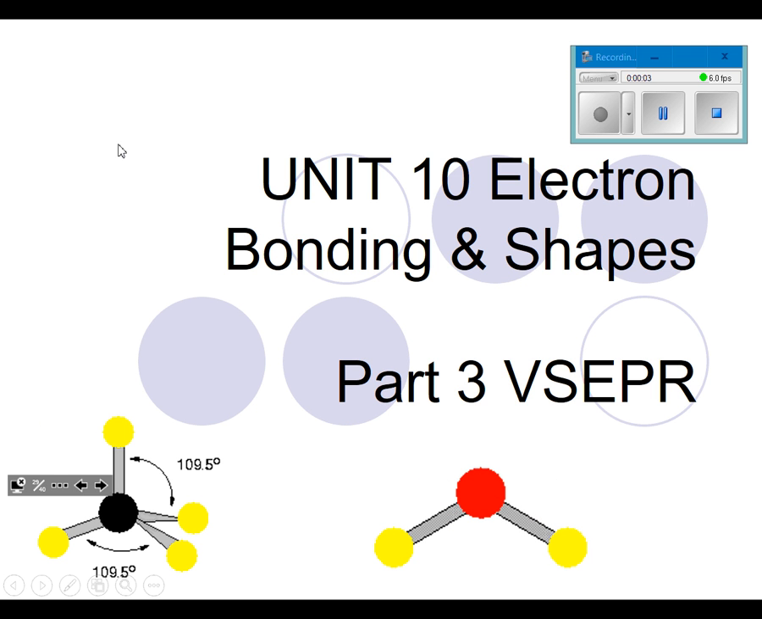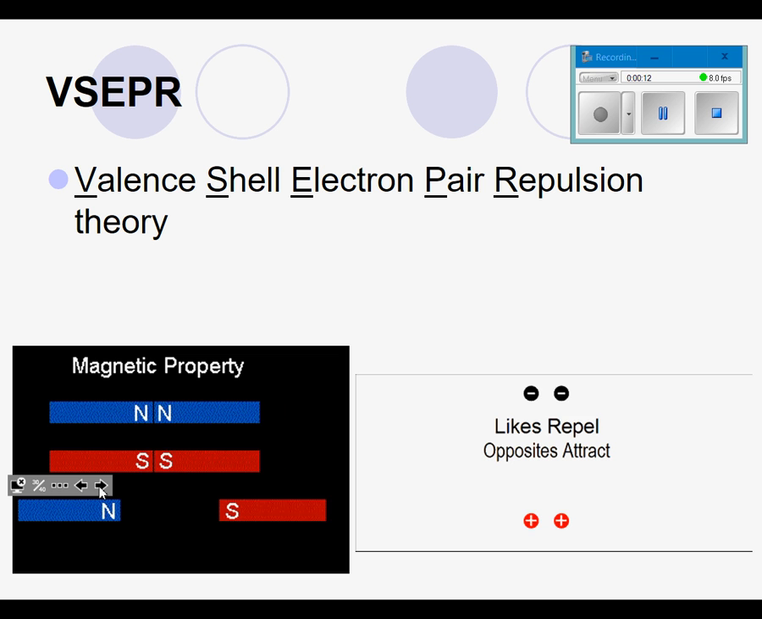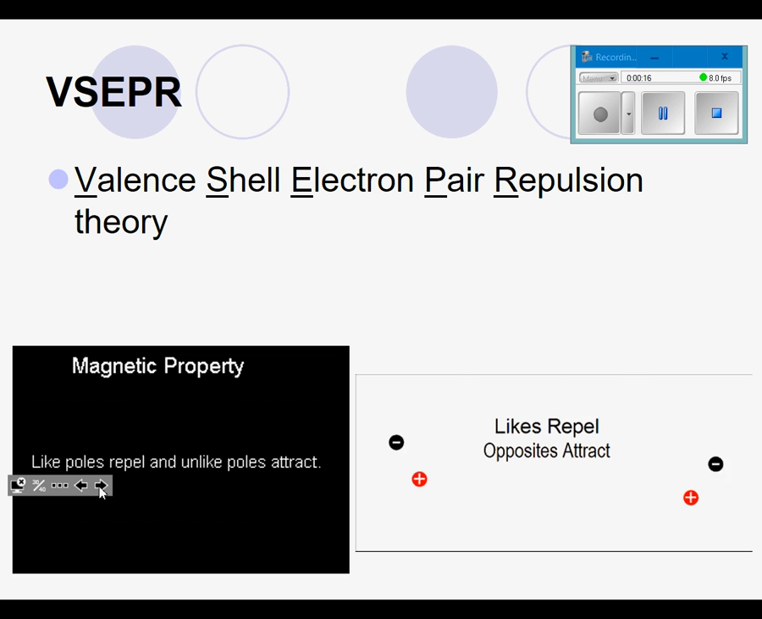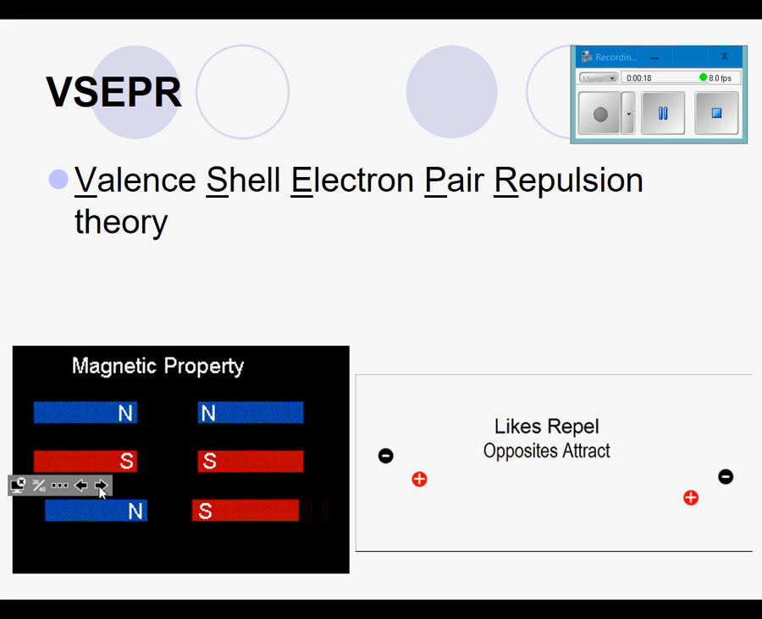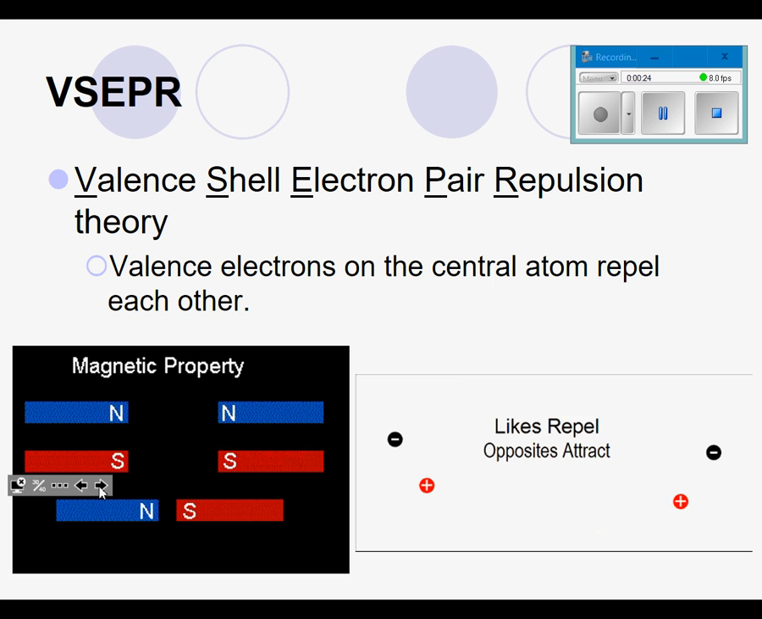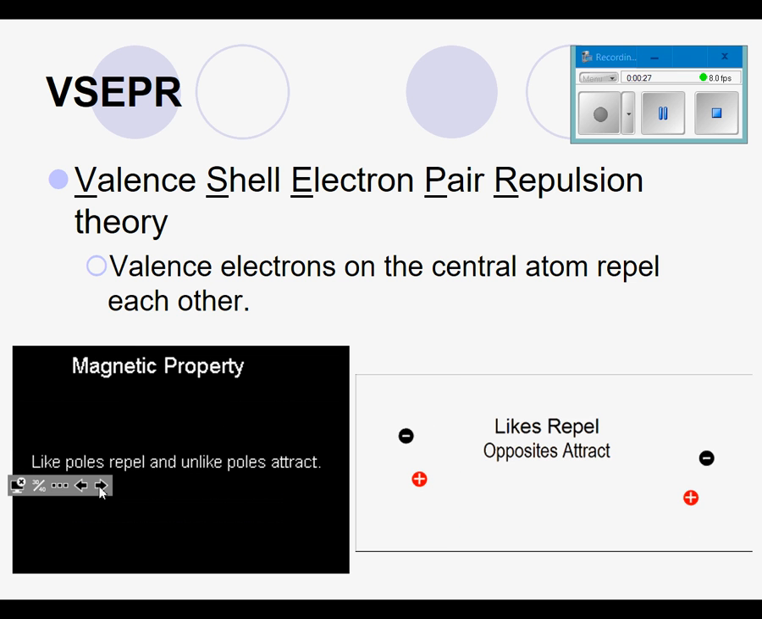All right, this is part 3 of Unit 10, Electron Bonding and Shapes, and this is about our shapes specifically. All right, so VSEPR is about valence shell electron pair repulsion theory. And this really is about how the valence electrons on the central atom are going to repel each other or try to get as far apart from each other.